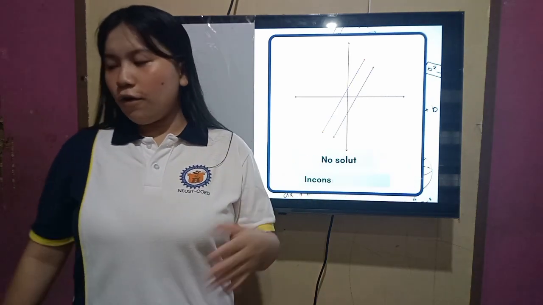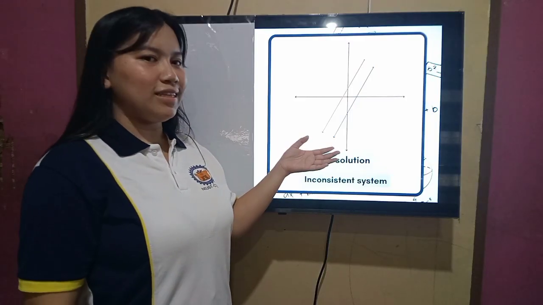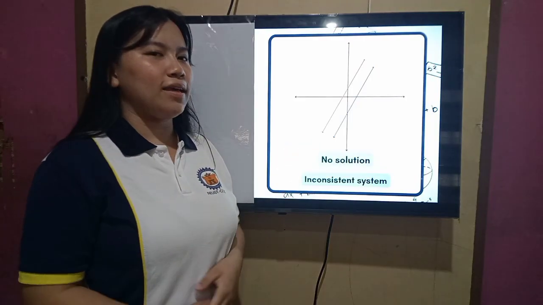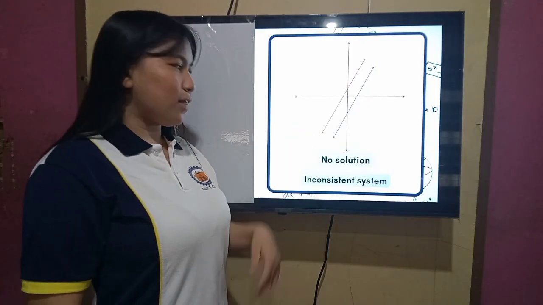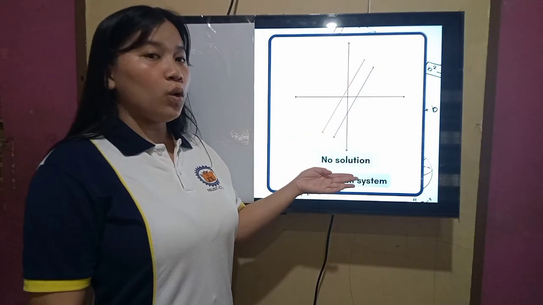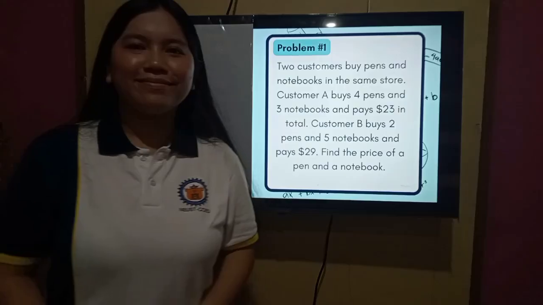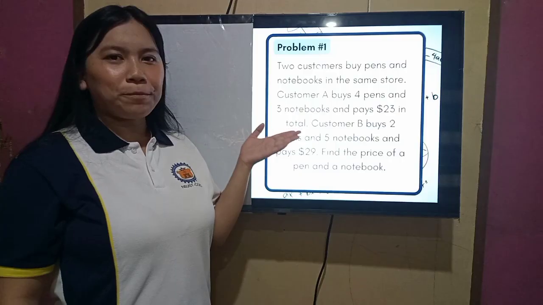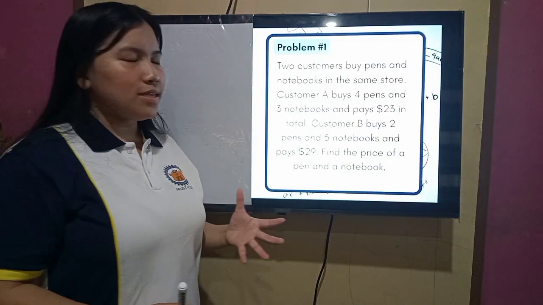So, for the last one or for the third one, we have parallel lines, if yung graphs ng ating system of linear equations is parallel to each other, ibig sabihin, no solutions or inconsistent yung system. So now we're going to solve problem number 1. So, let's read first and analyze the question.